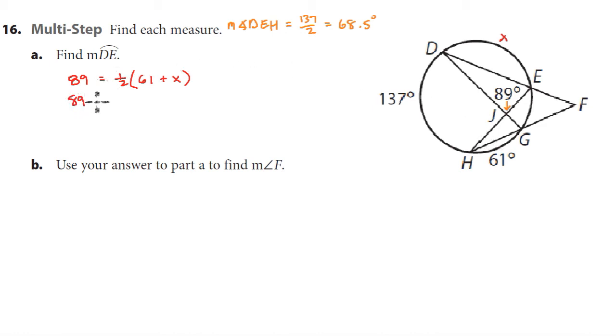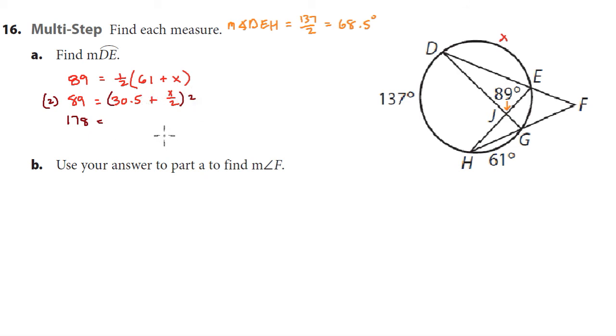So 89 equals, let's see, half of 61 is 30.5 plus 1/2 of x. So let's just say x divided by 2. I don't want to deal with that fraction. Let's multiply both sides by 2. And that's fraction bust. So 89 times 2, that's 178, is equal to 30.5 times 2, we're back to 61.